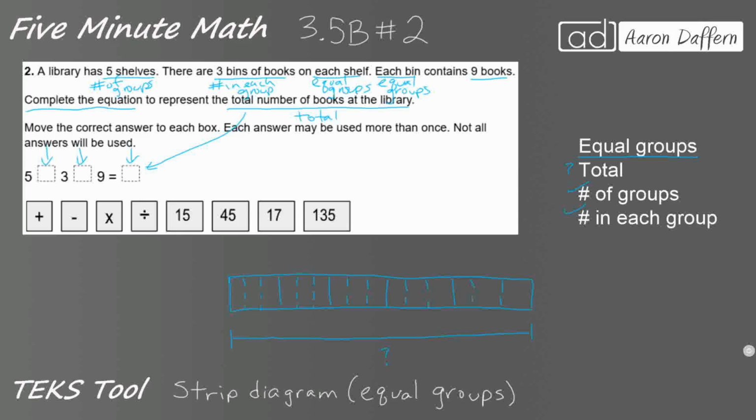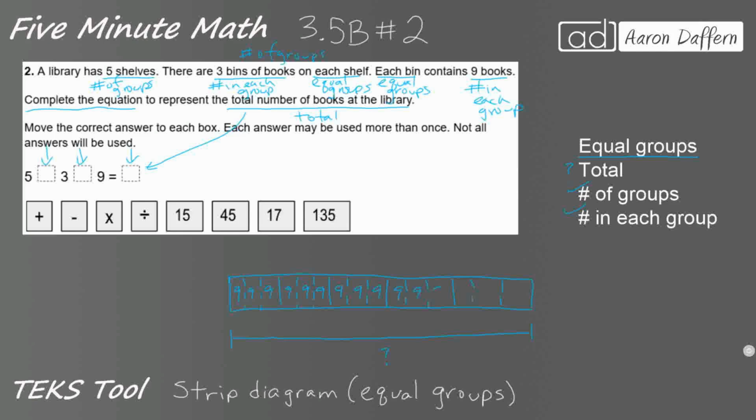But within each bin are 9 books. So this is also the number in each group, if I'm using my bin as the number of groups. This is a two-step problem because my bin is the number in each group and the number of groups, because I've got 9 and 9 and 9 and 9 all the way across.